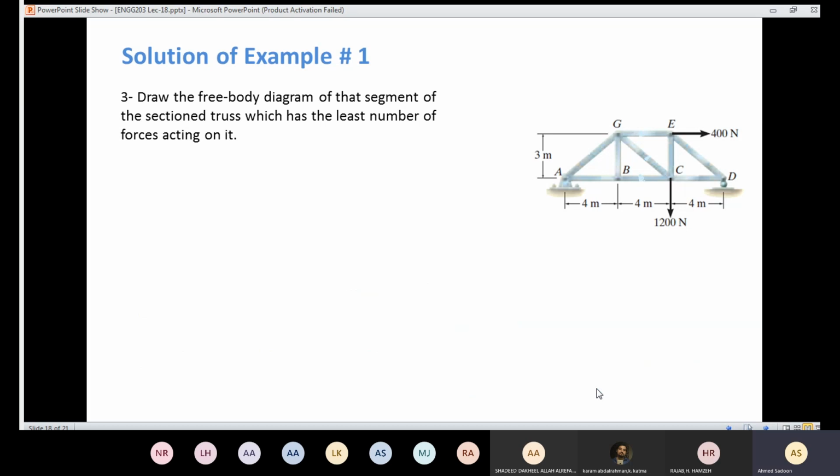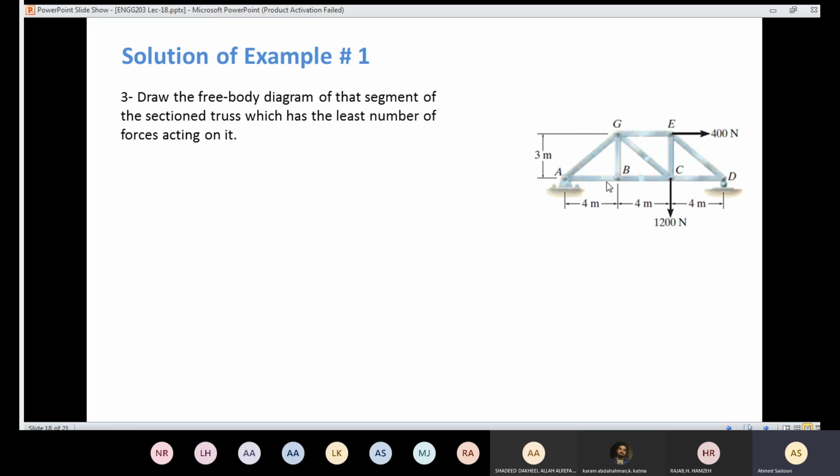Now I need to draw the free body diagram of the segments of the sectioned truss, which has the least number of forces acting on it. I'm going to cut here. I know the forces here, and I know the forces there. So now I need to choose either the left part or the right part. Here I have reaction, force here, force here.